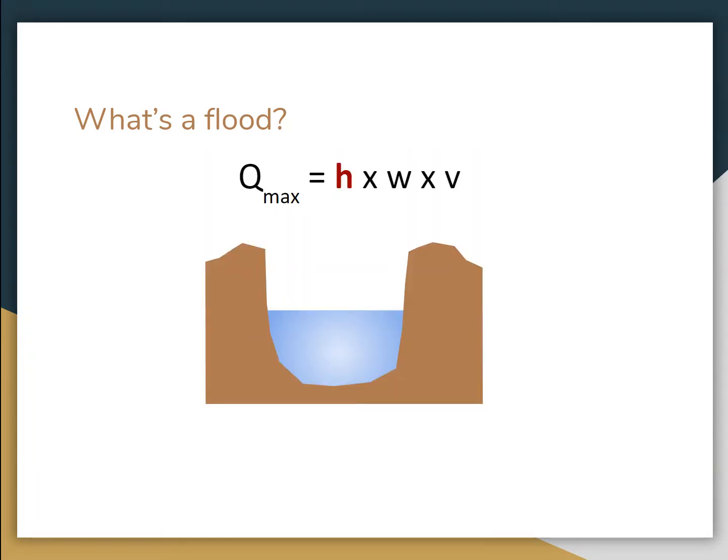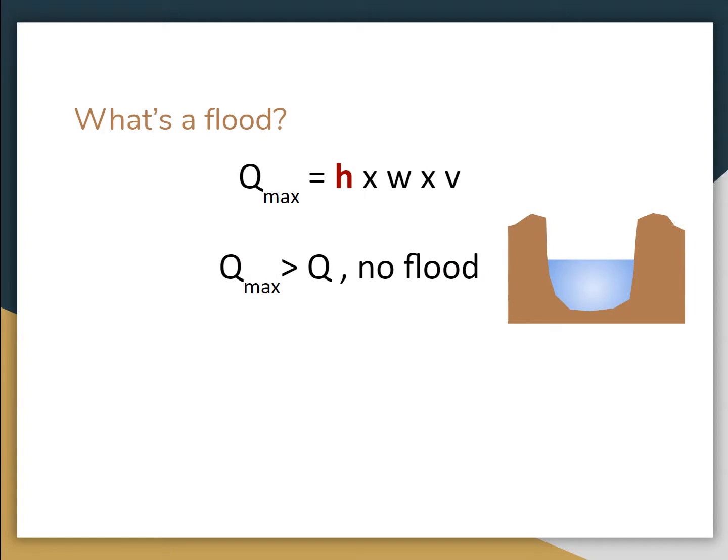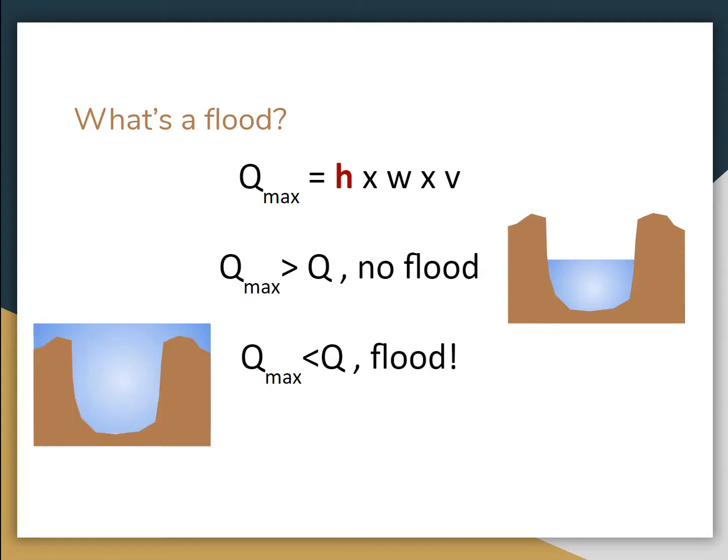And so we can look at this a couple different ways. How do we define that this particular river is flooding or not? In this case, our Q max is greater than Q, which means the depth of the water is less than the depth of the channel. So there's no flood. Over here, our Q max is less than Q. So how much water it can hold is less than how much it is trying to hold. And you can see that water is spilled over the sides here. So Q max less than Q results in a flood.